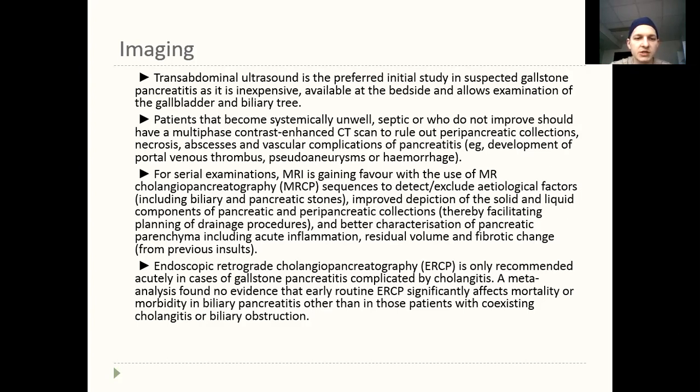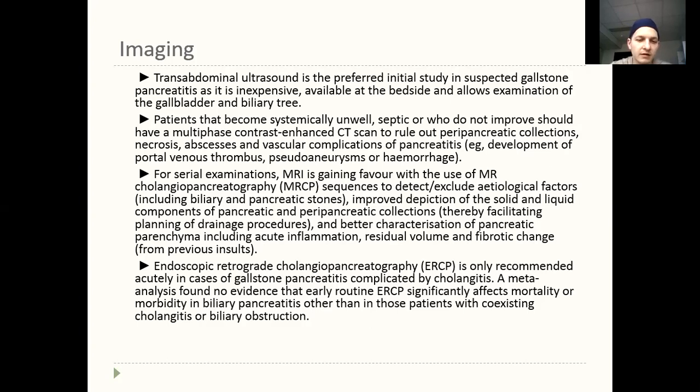For serial examinations, MRI is gaining favor with the use of MR cholangiopancreatography and MRCP sequences to exclude etiological factors, including biliary and pancreatic stones. It gives improved depiction of the solid and liquid components of pancreatic and peripancreatic collections, thereby facilitating planning of drainage procedures, and better characterization of pancreatic parenchyma, including acute inflammation, residual viable tissue, and fibrotic change from previous insults.